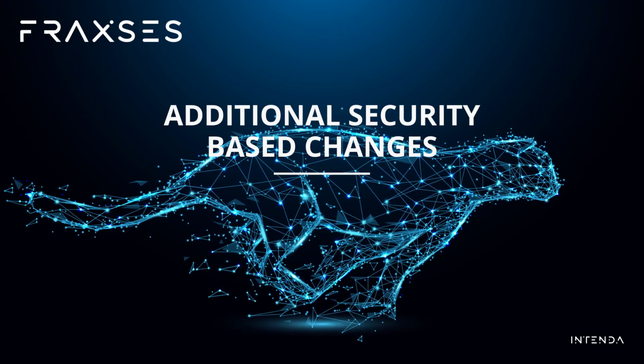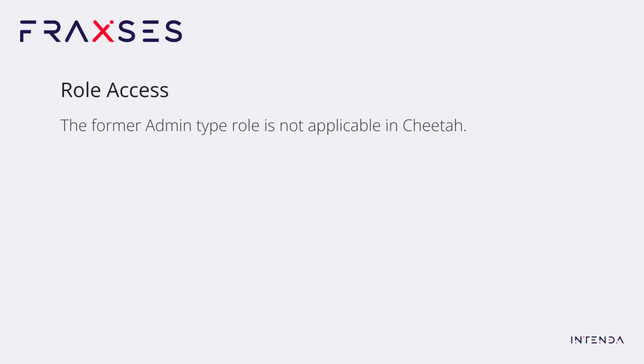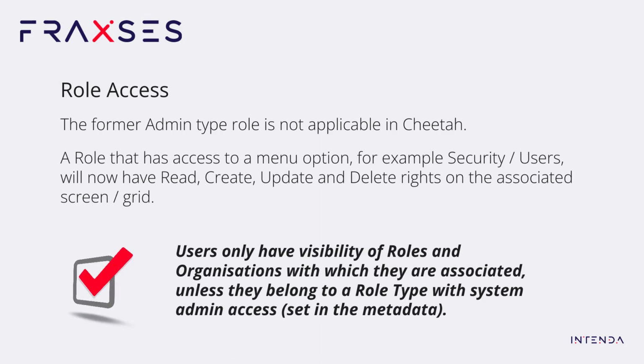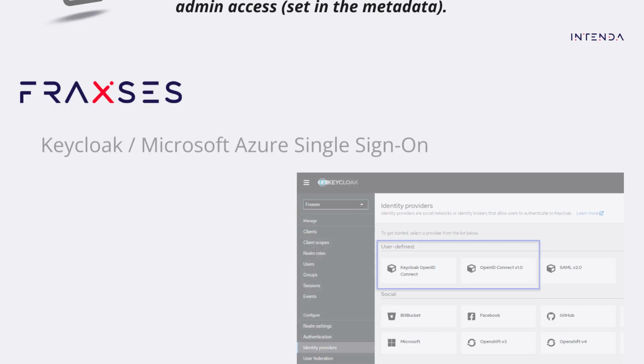Additional security-based changes. The former admin type role is not applicable in Cheetah. A role that has access to a menu option, for example security users, will now have read, create, update and delete rights on the associated screen or grid, even though that user is not an admin user.